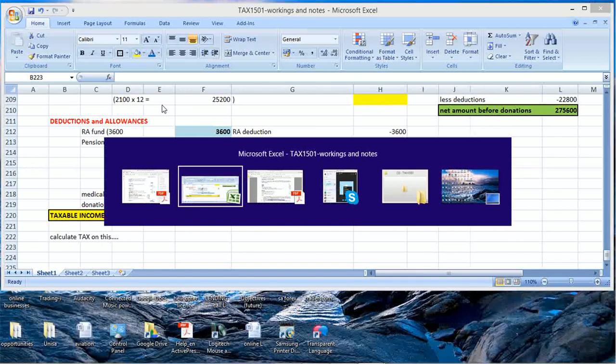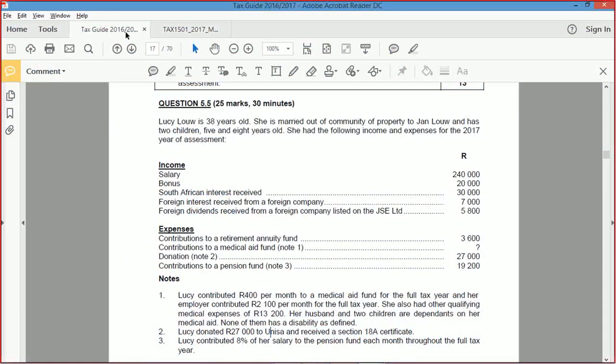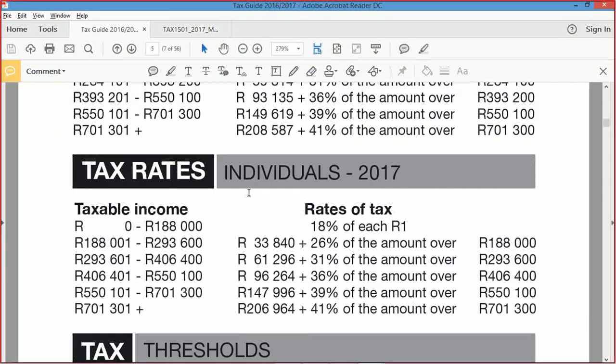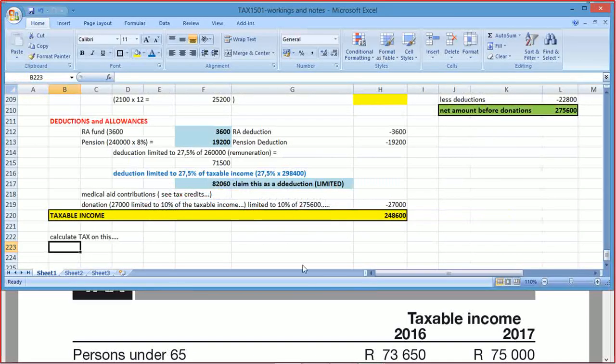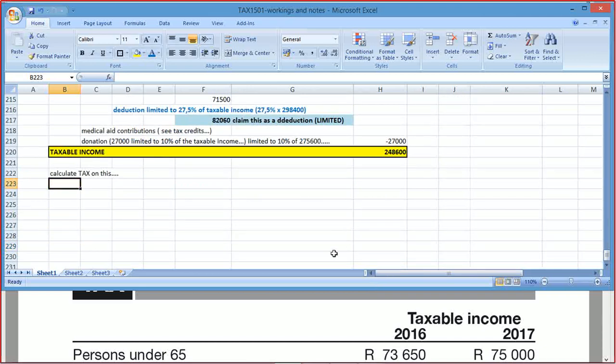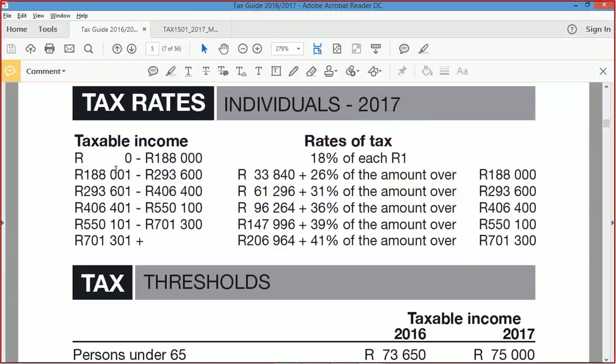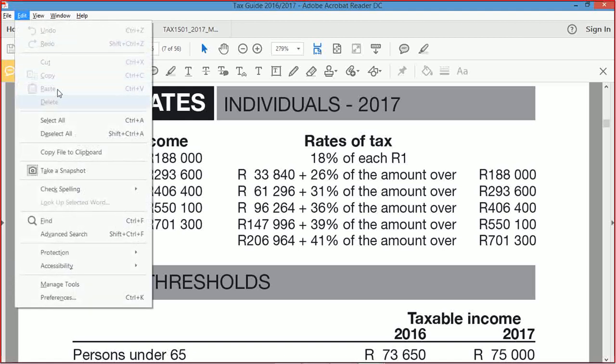And I get 248,600. Okay, that's your taxable income. Right, then you'd have to calculate tax on this. Okay, we require those tax tables. For an individual, 2017, how much tax is she going to pay? Which category does she fall in? No, the third. The third one.